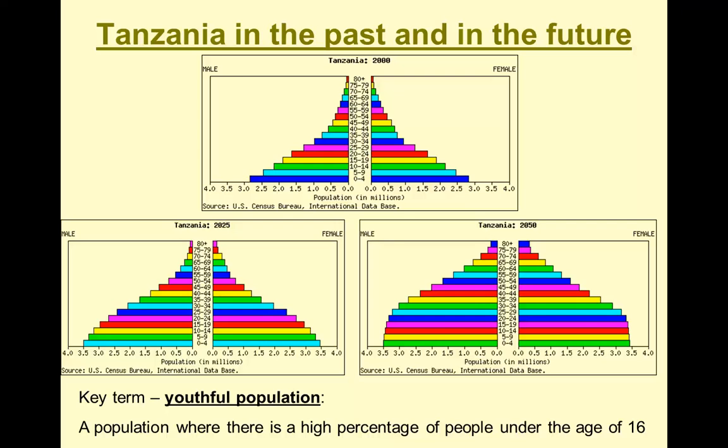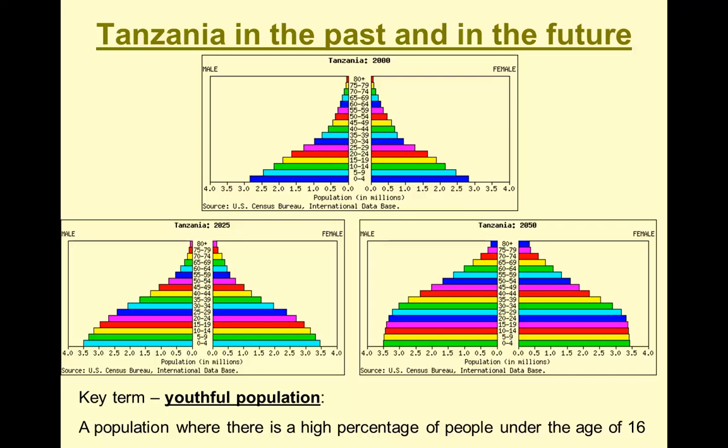The pyramid on the screen at the moment is for Tanzania, and it looks at its changes over time from 2000 to 2025 to 2050. This is the classic pyramid for an LIC. A very wide base indicates a high birth rate, and a very narrow top indicates a high death rate and very low life expectancy. It also tells us there is a large level of dependency on a youthful population, with a high percentage of people under the age of 16.